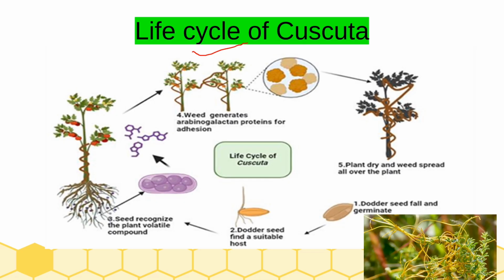So, the life cycle of Cuscuta. Very simple, let us discuss it very briefly. This is the seed of dodder. Dodder is a common name of Cuscuta. Here, the golden yellow color is Cuscuta.